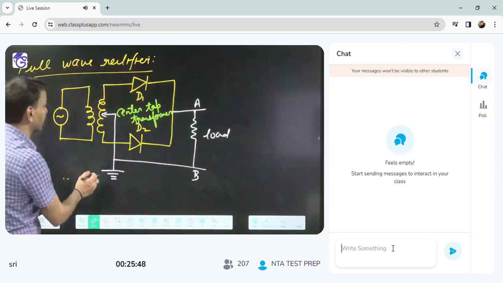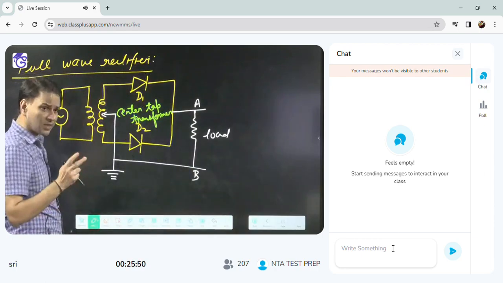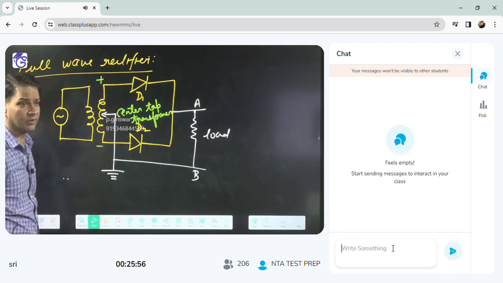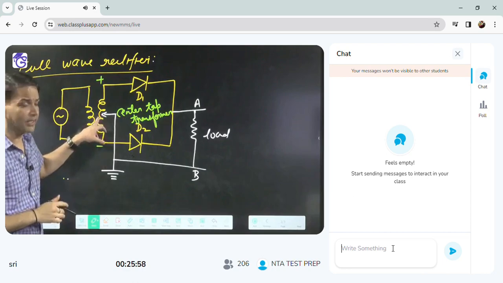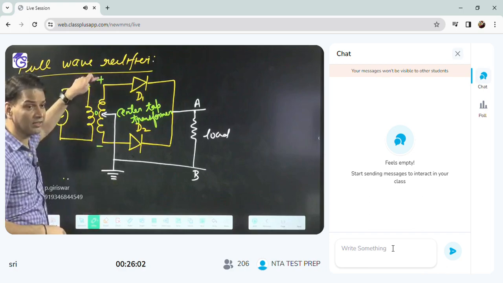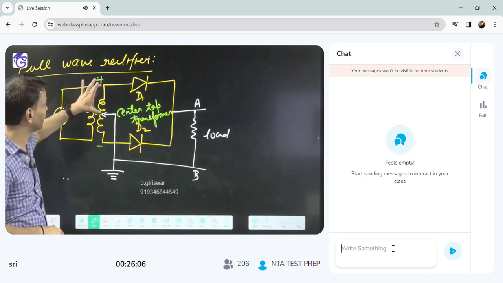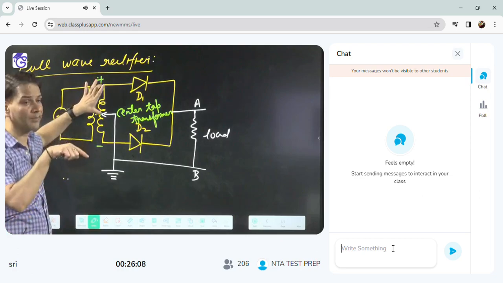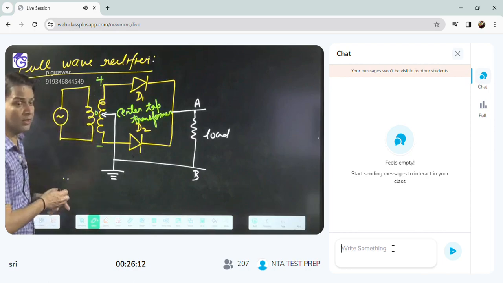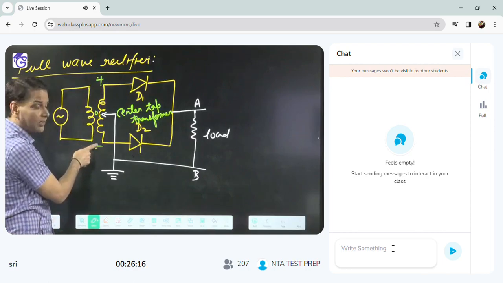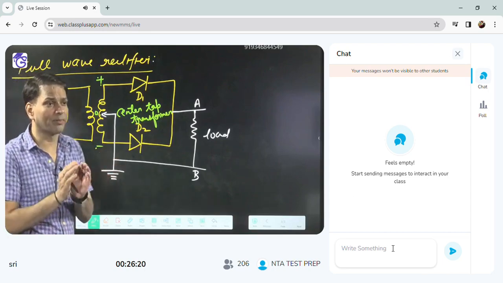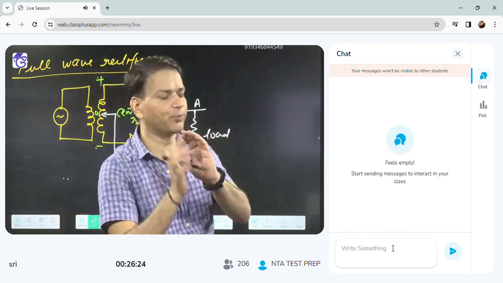Now you can understand. Suppose we are giving the positive cycle. Positive cycle means here positive, here negative. By doing the center tapping, potential 0 will develop here. Suppose here is V and here is 0. So what is the potential difference between these two? V. And who is at higher potential? D1. This point is at higher potential. If you see the below one, this is minus V and this is 0. So who is getting negative? D2 is getting negative.